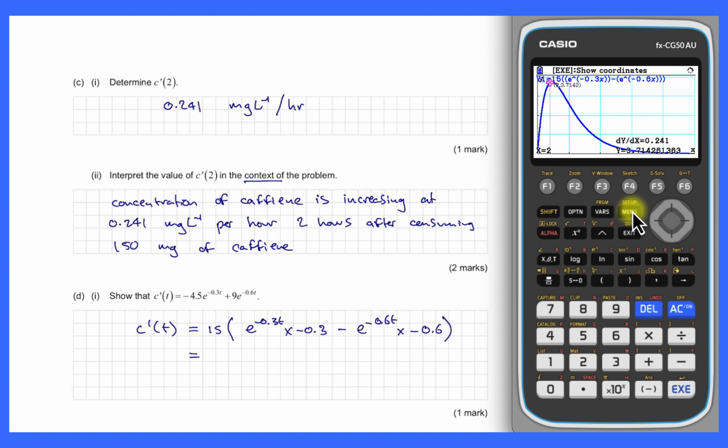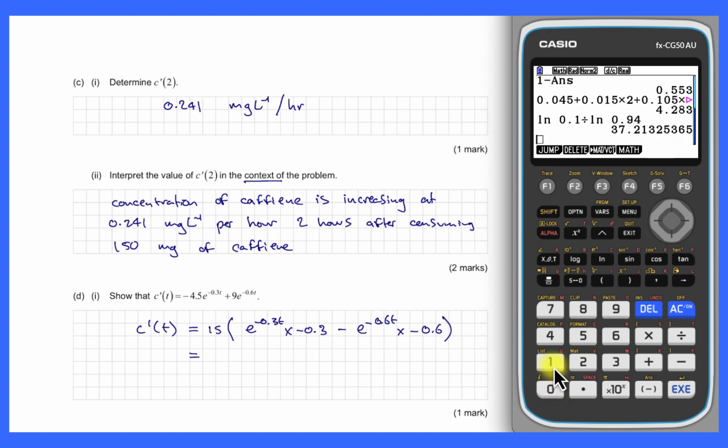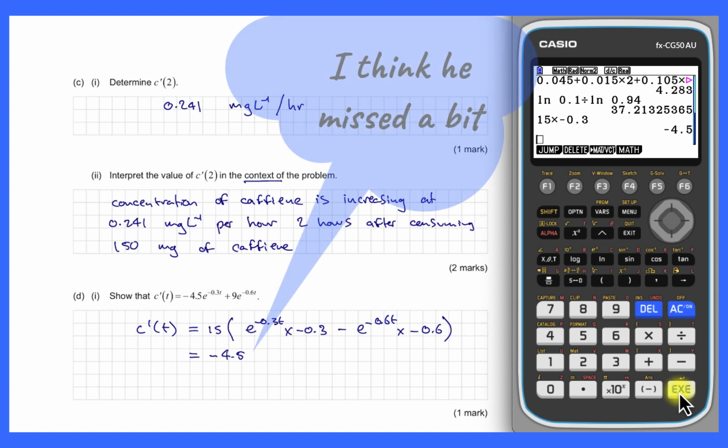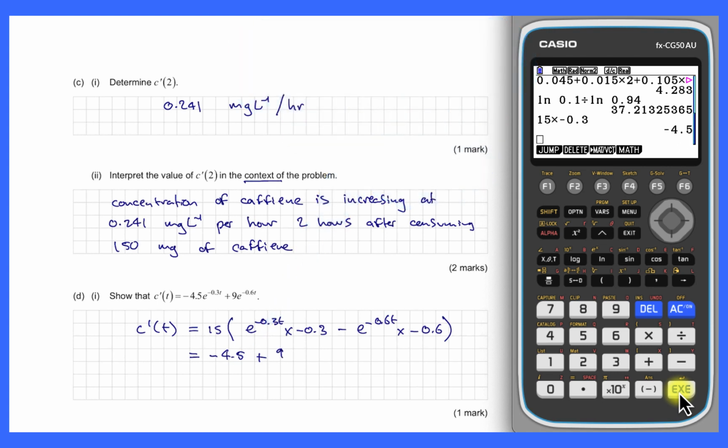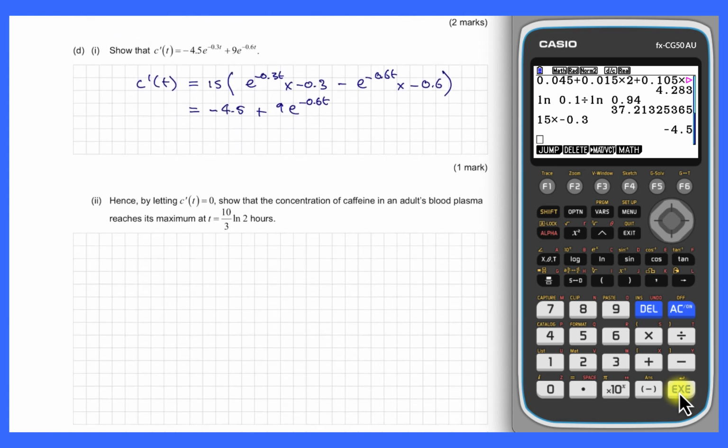We can see that if we multiply 15 through by that, 15 times 0.3, and you might want to check this, because if we've made an error here, we want to pick it up in our derivative. So 15 by minus 0.3, that looks like negative 4.5, which was the first coefficient we had, and the second one is going to be positive, and 15 times 0.6 will be twice as much as 15 times 0.3, so that's going to be positive 9 e to the negative 0.6t. So result shown.